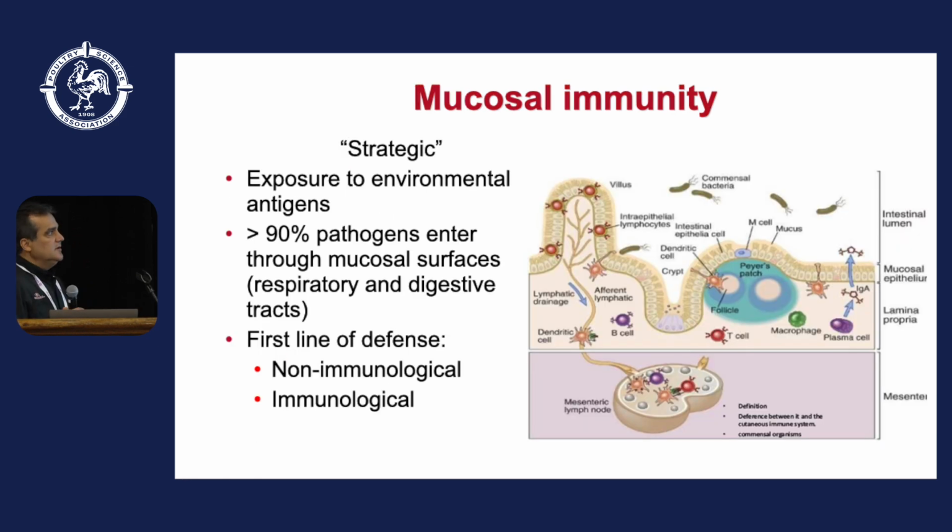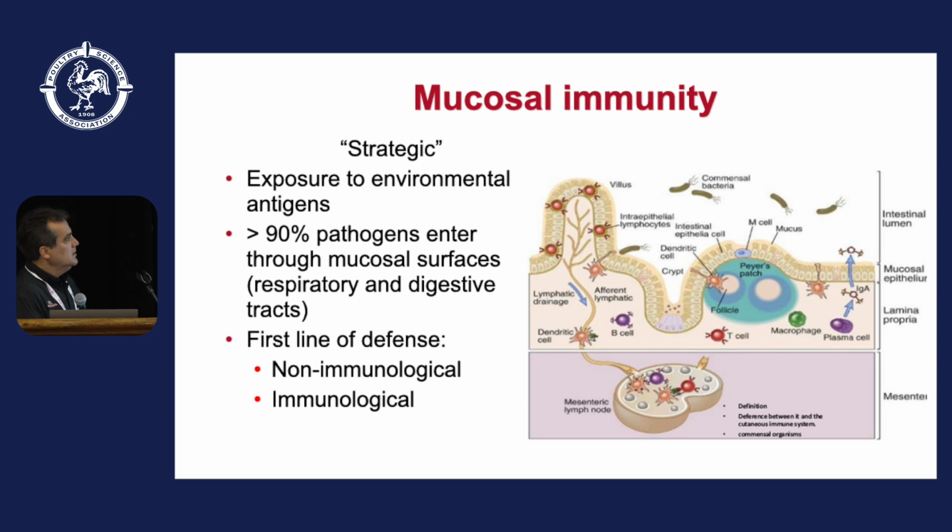So most important for us in this context is mucosal immunity. As we all know, the mucosal surfaces basically are the major route that most pathogens use to gain access to the host, to the bird or to us or whatever. And the digestive tract obviously is the main route for that. And it has a bunch of non-immunological and immunological defenses.